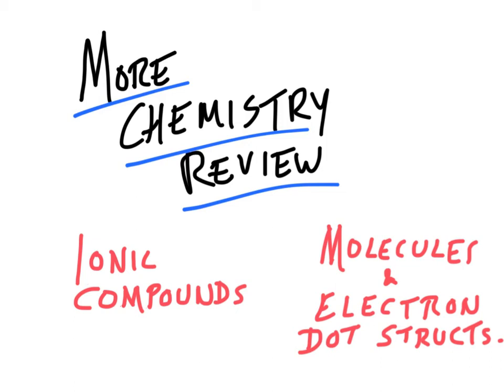So here's another short chemistry review video that will review two particular skills, concepts, idea sets that are important for your chemistry exam. The first is looking at ionic compounds and how we form particular ionic salts from specific elemental ions. And the second is how we build molecules and draw electron dot structures from our stick structure. So let's do those and give you a chance to practice those on your own.